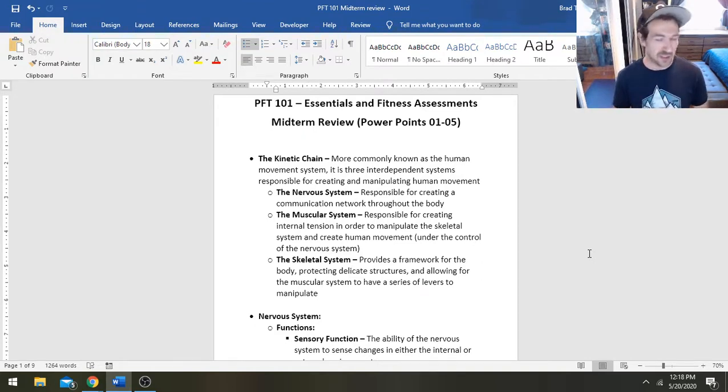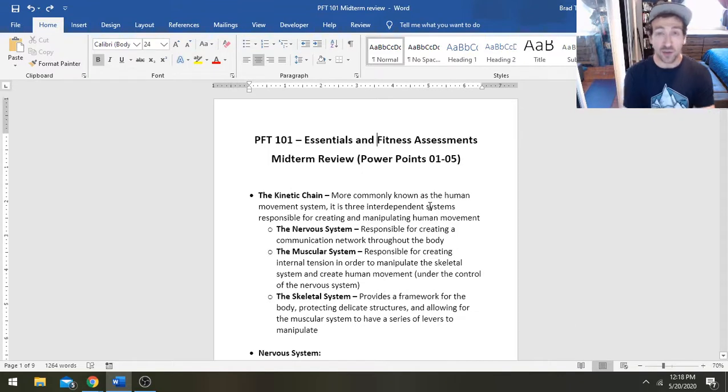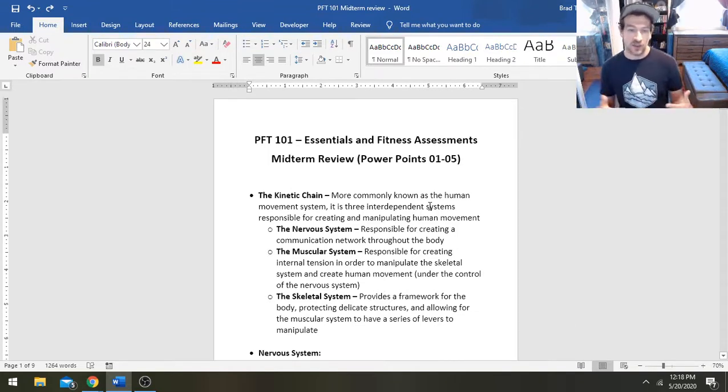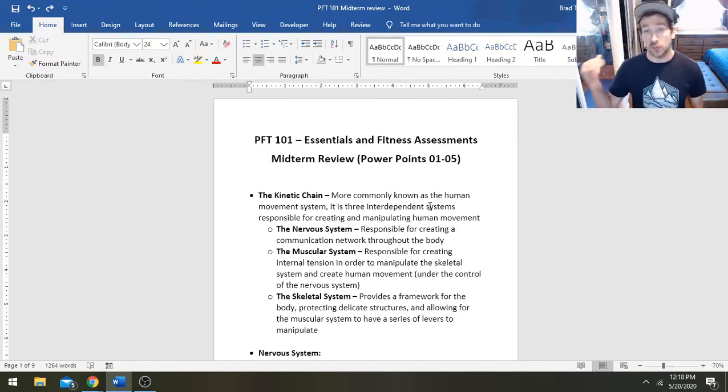So primarily you're going to spend your time, if you are committing to some studying today, on PowerPoints 1 through 4. So the first thing we're looking at in our first PowerPoint is the kinetic chain, right? Our kinetic chain, more commonly known as our human movement system, is all three of those systems that work together to produce human movement, right?